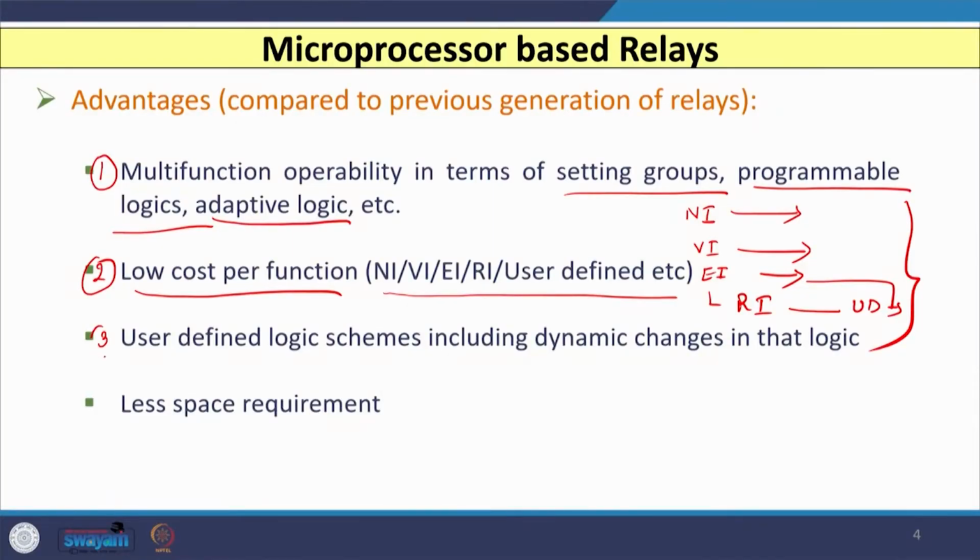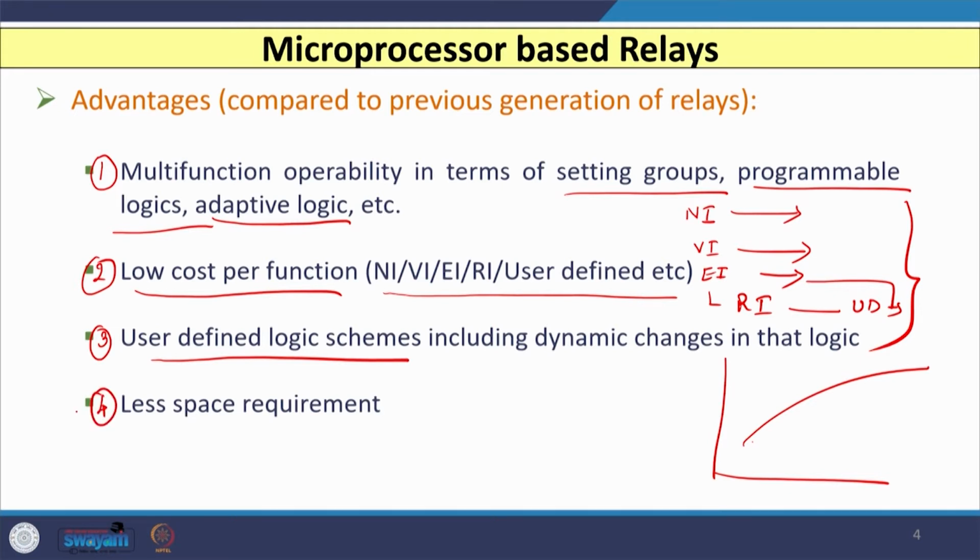Now, the third advantage of microprocessor based relay is that you can have user defined schemes including dynamic changes in that logic. So, if you want your own logic, your own characteristic, let us say suppose I want a characteristic like this for a particular relay, then you can design or define such type of characteristic in microprocessor based relay. Even if you want some dynamic changes or settings, that also you can do.